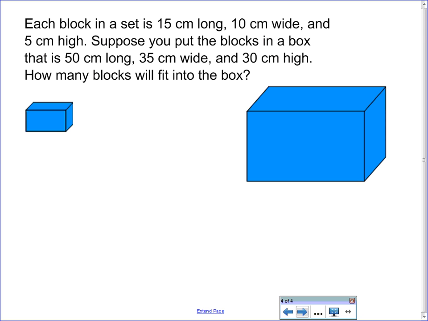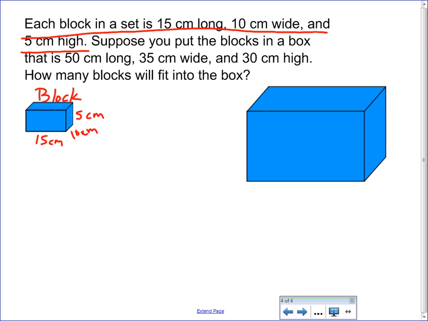Well, before we panic, let's take this one step at a time. Obviously, we're talking about volume. So we can determine that the smaller of our prisms can represent the block. We know that each block in a set is 15 by 10 by 5. So we know it's 15 centimeters long, 10 centimeters wide, and 5 centimeters high.